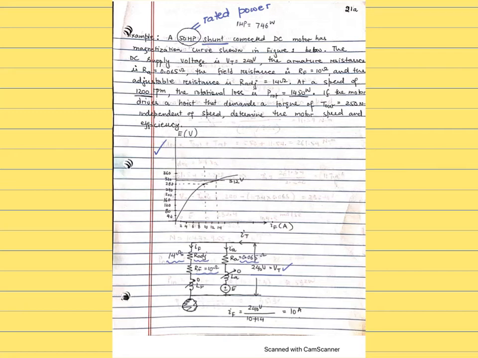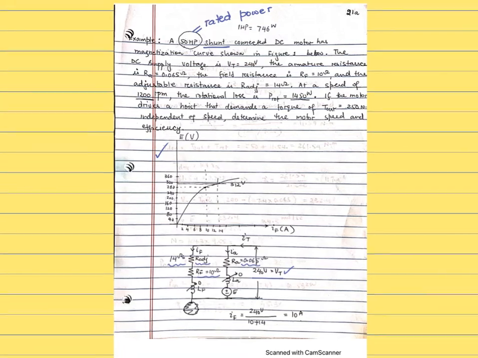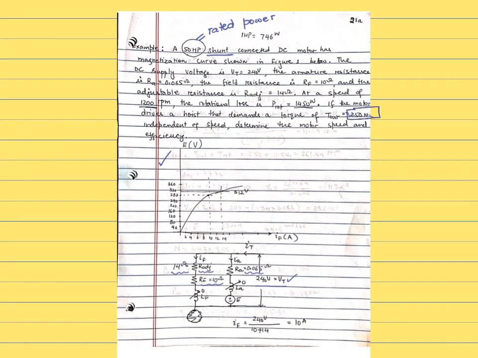The rotational loss is 1450 watts. If the motor drives a hoist that demands a torque of 250 Newton meters independent of the speed, determine the motor speed and the efficiency. So it's looking to find what speed the machine has to run at, or drive at. And we're going to be also calculating the efficiency of the machine.